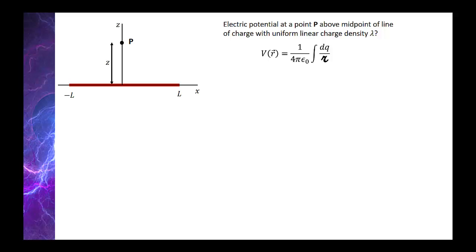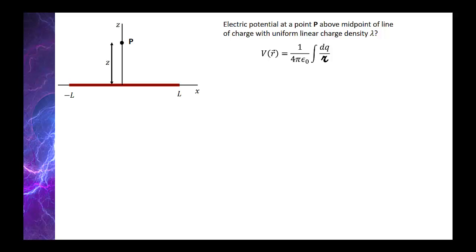Now that we know how to calculate the electric potential for a point charge, let's do the electric potential for a uniform linear charge density. Let's take our line of charge from negative L to L with some uniform linear charge density lambda and calculate the electric potential at a point P, a distance z above the midpoint of this.